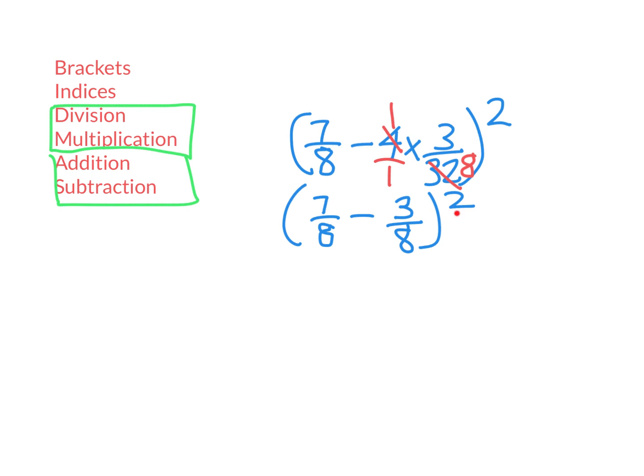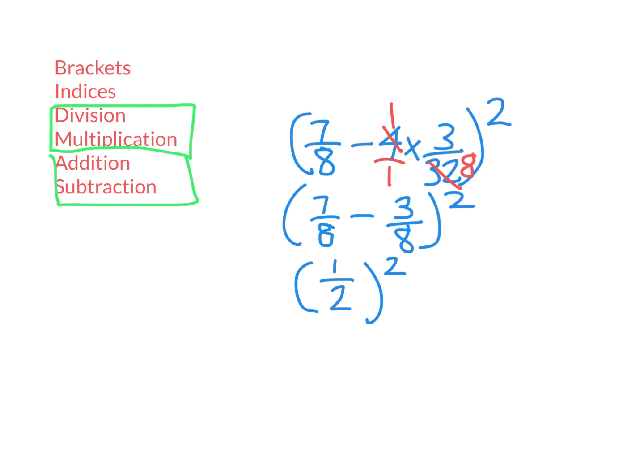Normally I'd perform the indice first, but because the subtraction is in the brackets, I do it first. 7 over 8 minus 3 over 8 is 4 over 8. But of course, if I can, I want to simplify. 4 over 8 is just a half. Remember, to simplify, you divide top and bottom by their highest common factor. I divided 4 and 8 by 4 to end up with 1 over 2.